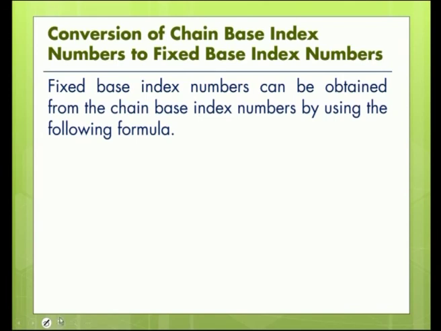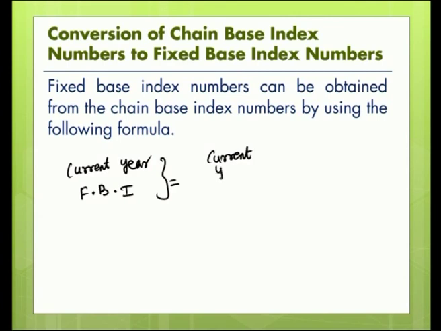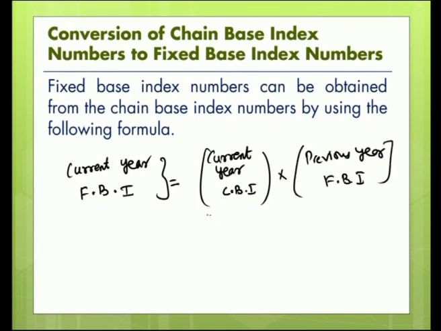Now, how to convert the chain based index numbers to fixed base index numbers? The fixed base index number can be obtained from the chain based index number by using the following formula. Current year fixed base index is equal to current year chain based index into previous year fixed base index, divided by 100. This gives you the current year fixed base index number using the current year chain based index numbers.